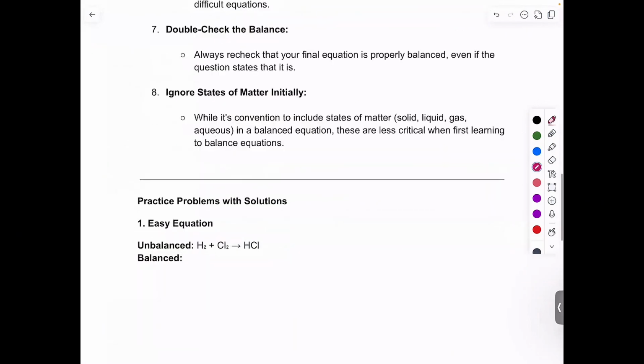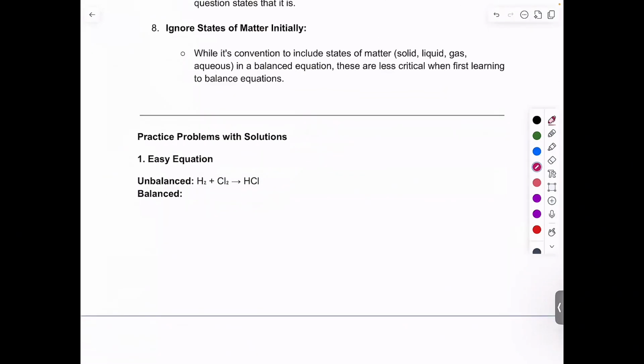So, all right. We're going to start off with an easier one. And when I say easier, I just mean typically your synthesis or decomposition types of equations. Those are typically elements coming together to form a compound, or backwards, a compound decomposing into its constituent elements. So they tend to be easier. We'll go ahead and start off with H2.